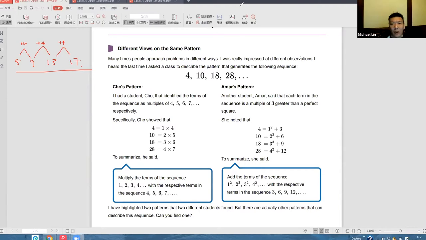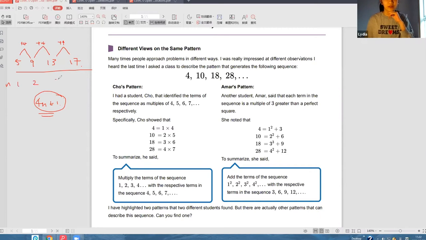Lydia raised her hand. Okay, Lydia, did you want to tell me what the pattern rule is? Is it 4n plus 1? Yeah, it is. Very good job. Can you explain how you got that? So n represents the term number. Great. You times 4 by n, and then add 1 each time.